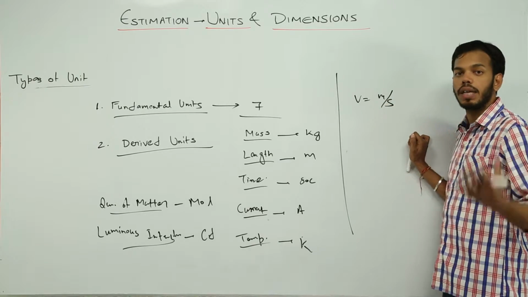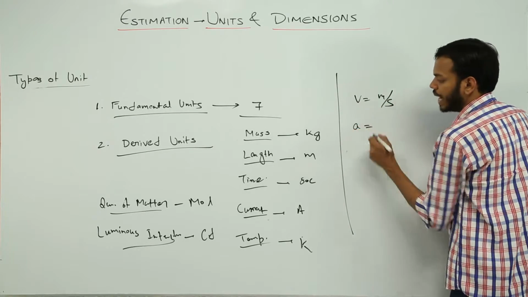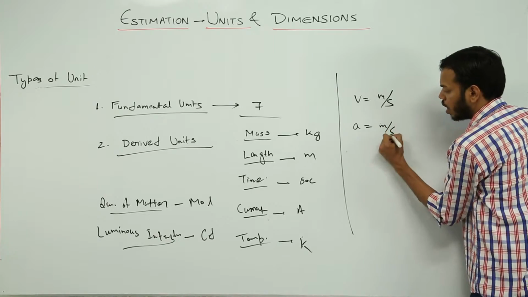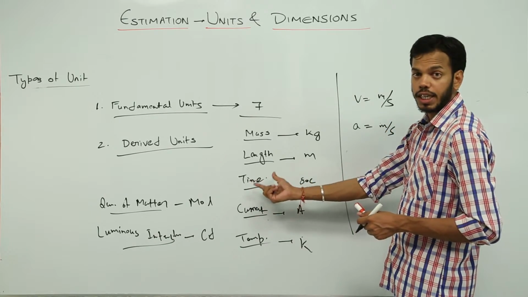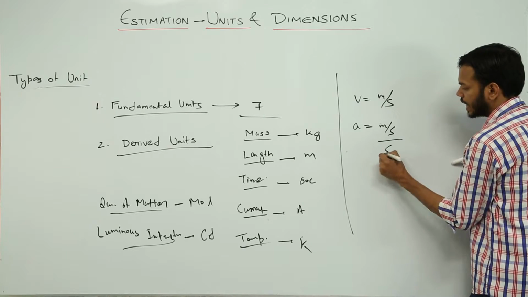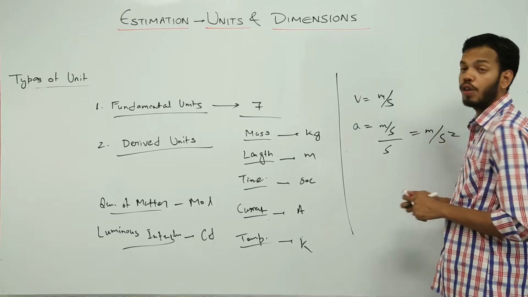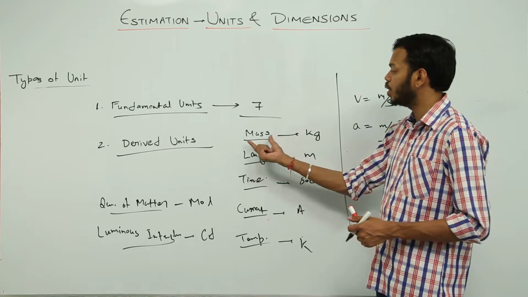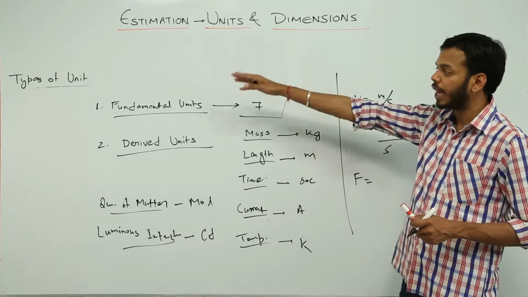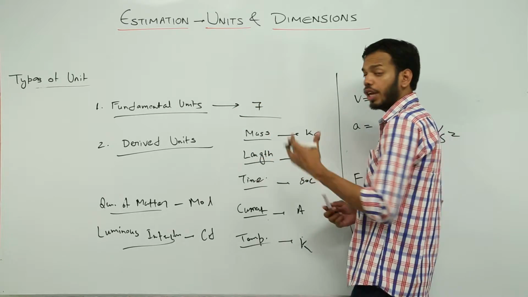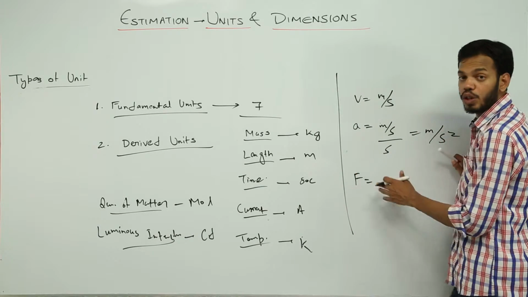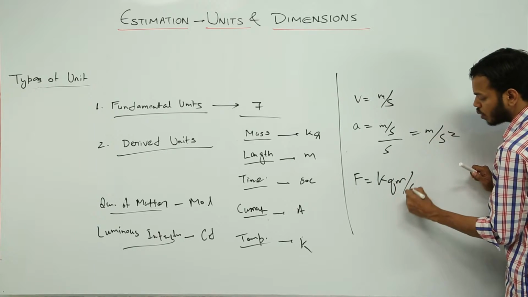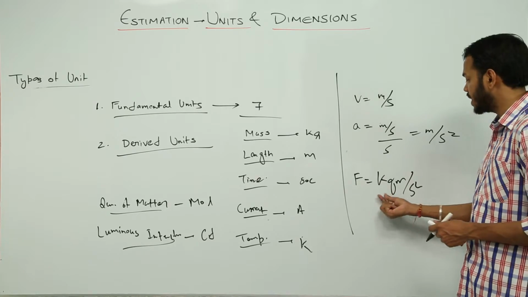If I want to write the SI unit of acceleration, acceleration is the time rate of change of velocity. Velocity is meter per second, upon the physical quantity time, whose unit is seconds. I'll get meter per second square. If I want to write the SI unit of force, force is mass into acceleration. I'm saying SI unit because I'm coming to that point, system of units. Mass is in kgs and acceleration is in meter per second square. So the SI unit of force comes out to be kg meter per second square.